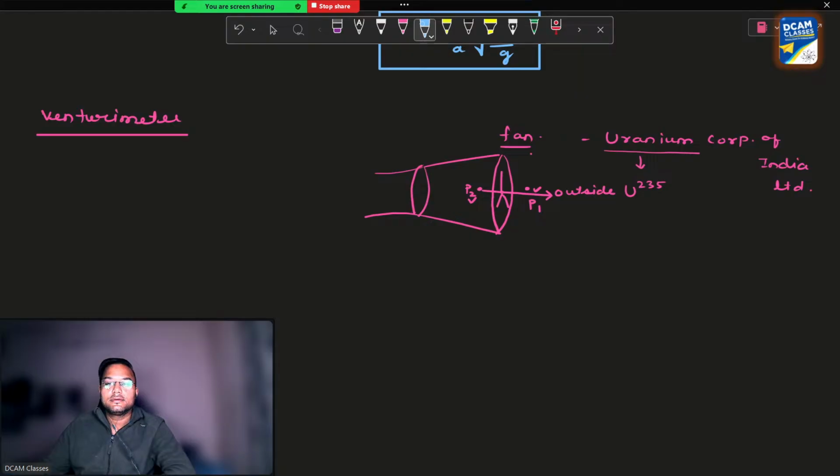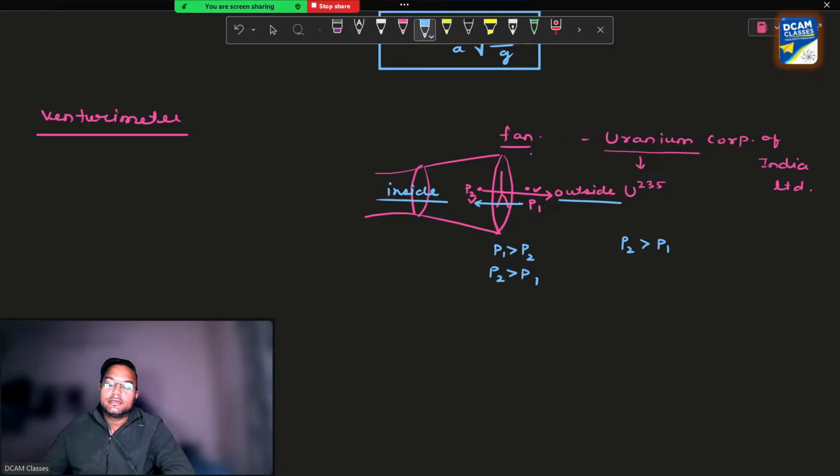Anyone? To suck the air, then P2 must be less than P1. Why? If P1 is greater than P2, then the force will come, the air will come from this side to this side, na? Higher pressure to lower pressure it will flow. This is inside and this is outside. P2 should be greater than P1, na? Then only, actually, in your geographical phenomena, you see how the air flows from higher pressure to lower pressure, right?